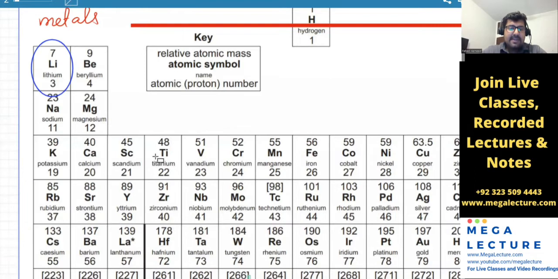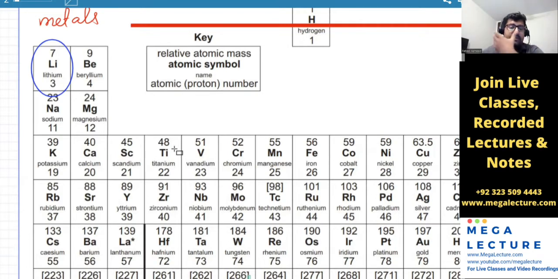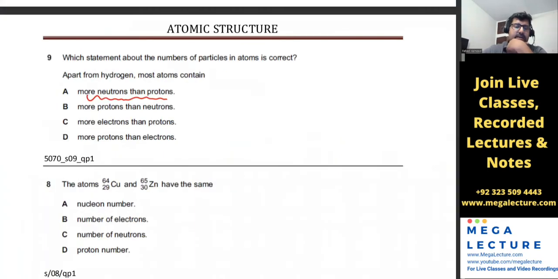Let's look at titanium over here. 22 protons, and what's 48 minus 22? That's 26. So again, it's more neutrons than protons. So I guess that's correct. It appears to be correct. The other statements are obviously wrong.